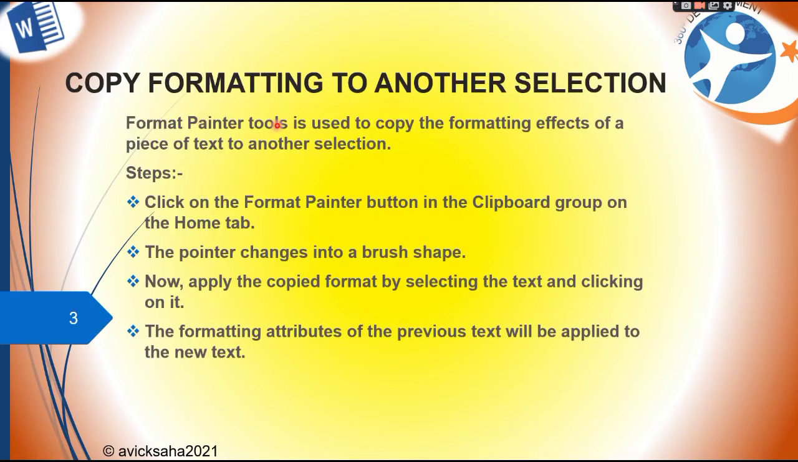Now, what is copying formatting to another selection? A format painter tool is used to copy the formatting effects of a piece of text to another selection. These are the steps you can go through one time. Click on the format painter button in the clipboard group on the home tab. The pointer changes into a brush shape. Now apply the copied format by selecting the text and clicking on it. The formatting attributes of the previous text will be applied to the next text.